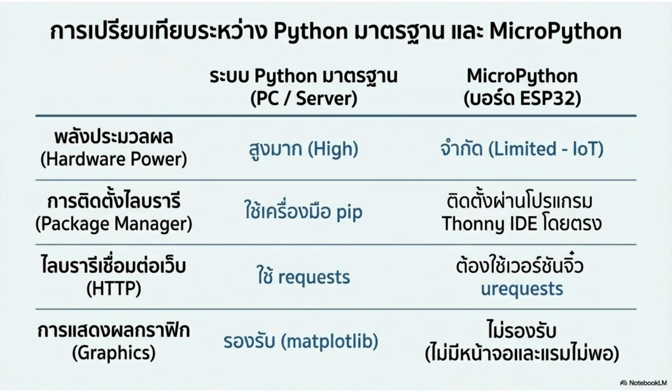Comparing standard Python on a PC or server with MicroPython on ESP32 reveals differences. MicroPython has limited processing power, and package installation uses the Thonny IDE. It uses "urequests" instead of requests, and does not support graphics like Matplotlib.